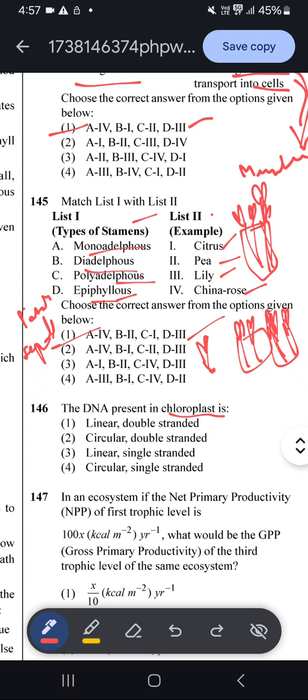DNA is present in chloroplast. Chloroplast is a semi-autonomous cell organelle. You all know that. So it is not linear, it is circular. It is not single stranded, it is double stranded. So the option will be the second option.